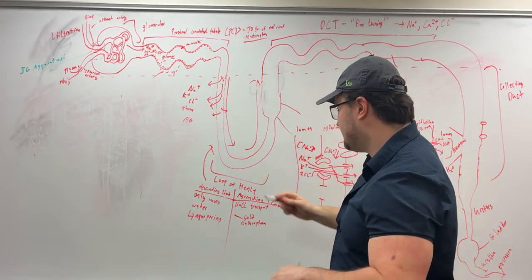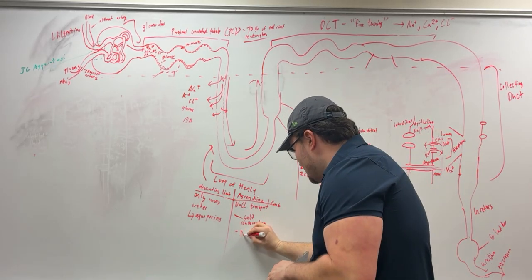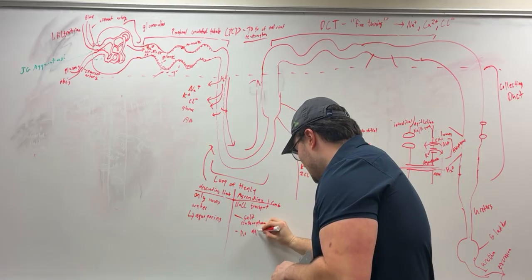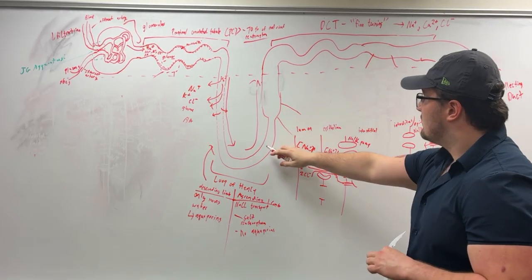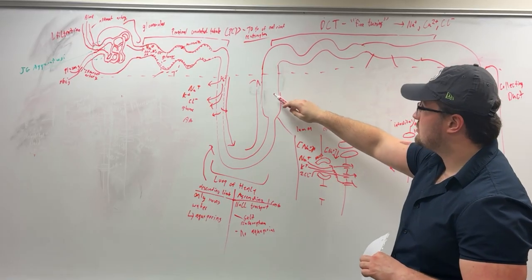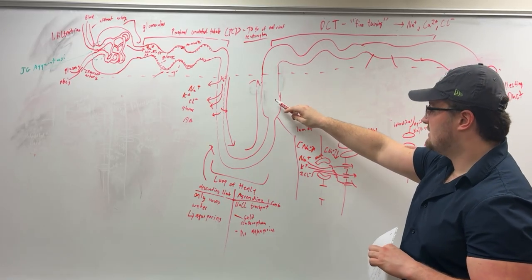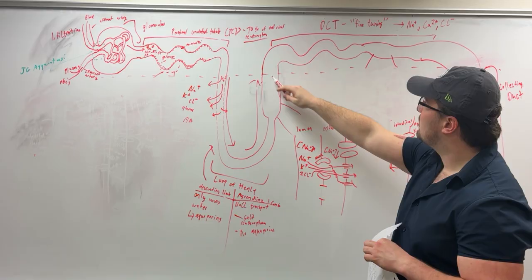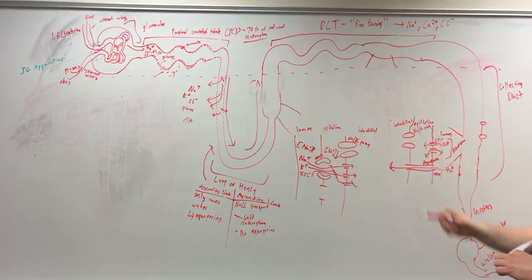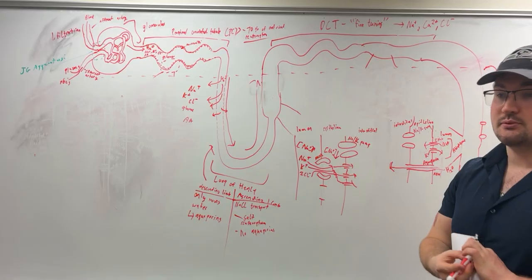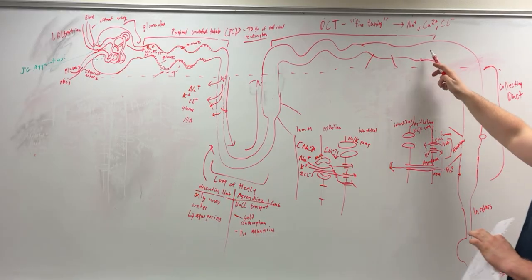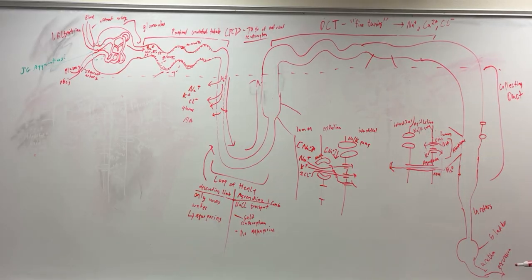And very importantly, in this ascending limb, there are no aquaporins. I should mention that as well. So now we had some extra salt reabsorption in the ascending limb of the loop of Henle. Then we're going to go to the distal convoluted tubule, where we're going to fine-tune our ion concentrations between the urine and the blood. And then it's going to go down into the collecting duct.